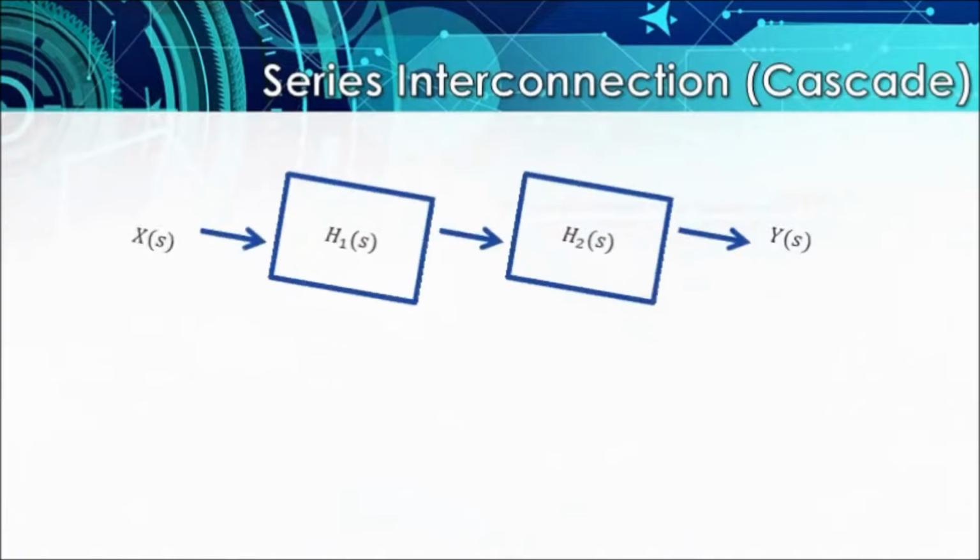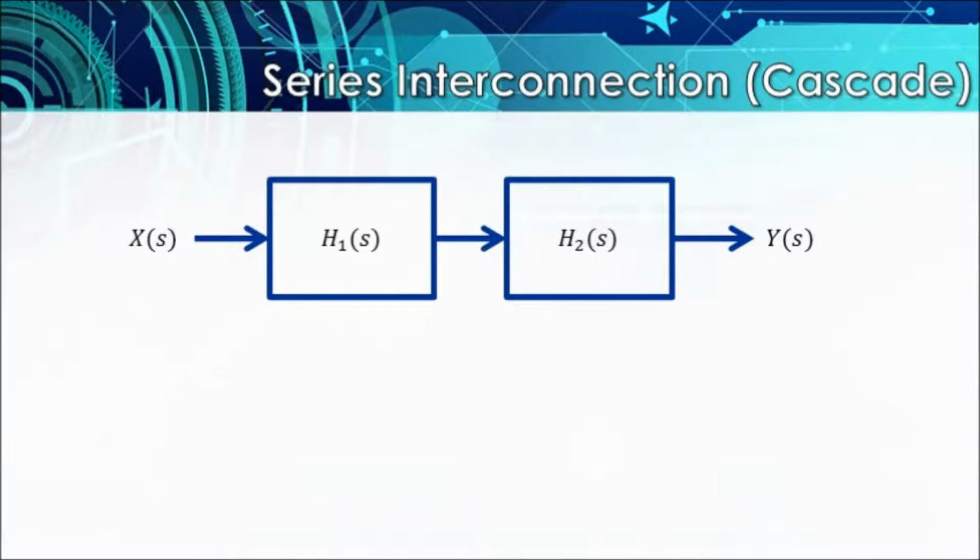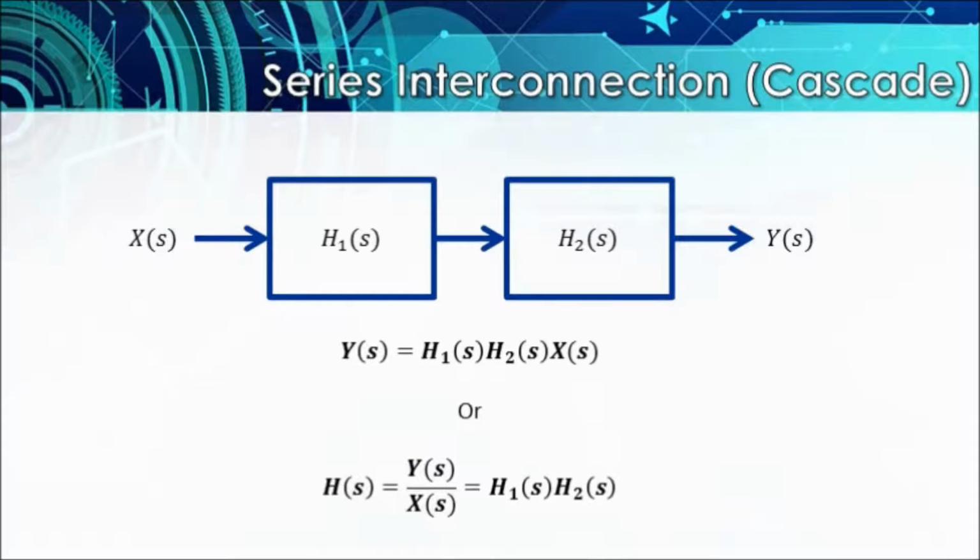Second, we can consider a series interconnection or a cascaded connection of two systems, which is represented through this figure. We can derive Y(s), which is equal to H1(s) times H2(s) times X(s), or H(s), where H(s) is the transfer function of the overall system.